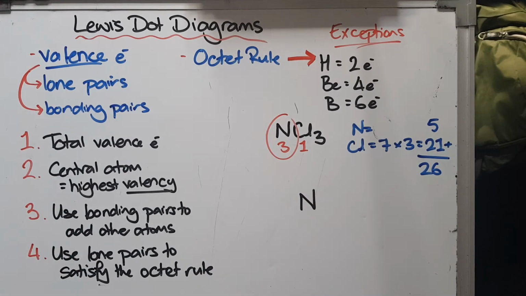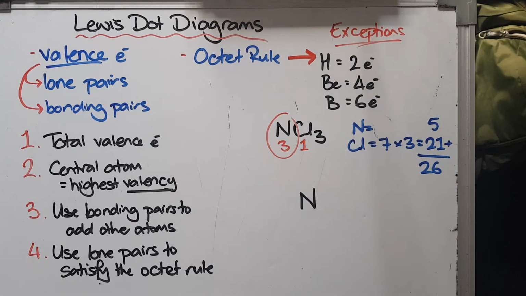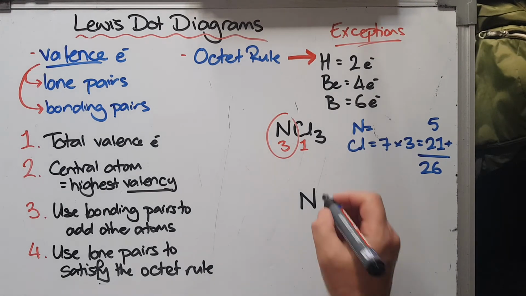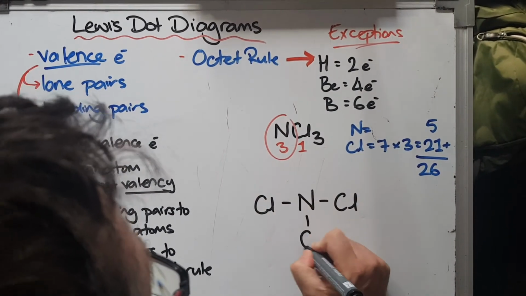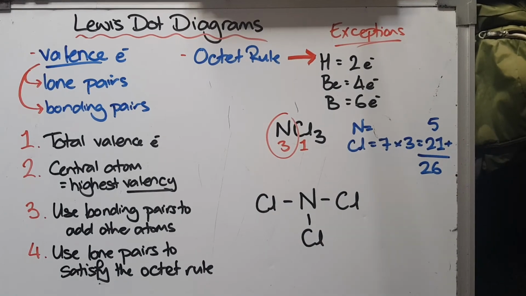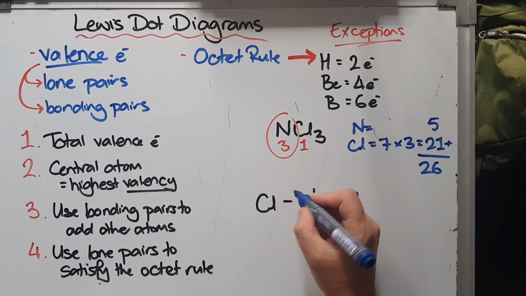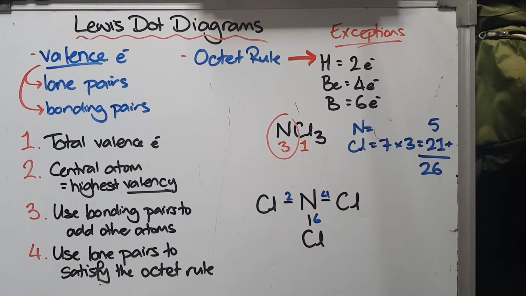I'm then going to use bonding pairs to attach each of these chlorines to nitrogen. So I'm going to put a chlorine here, a chlorine here, and a chlorine here. Now, each of those lines represents a bonding pair of electrons, so 2 electrons. So we've already got 2, 4, 6 of our electrons used. So we're down to 20 left over.